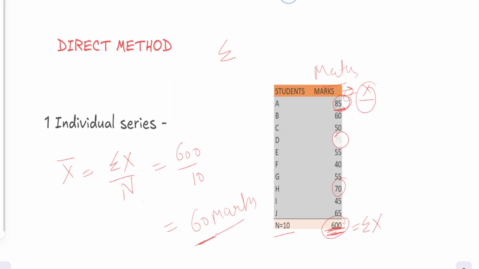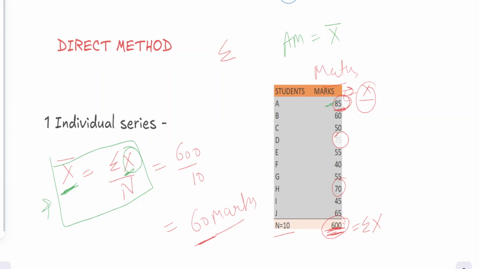I hope it's clear to everyone how to calculate it for individual series. The formula goes like this, right? You can note it somewhere. The formula for individual series under the direct method is x bar equals summation x divided by n. Now don't get confused between this x and this x. This x is considered a variable, and this is the notation for the mean value, that is arithmetic mean. Arithmetic mean is equal to x bar. We are going to use this x bar everywhere whenever we have to find the average or arithmetic mean.